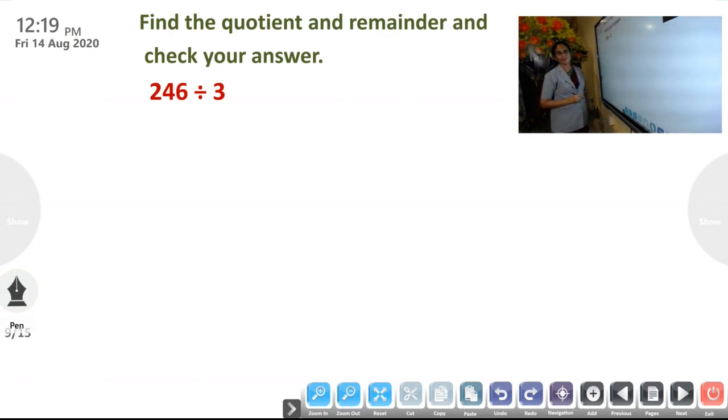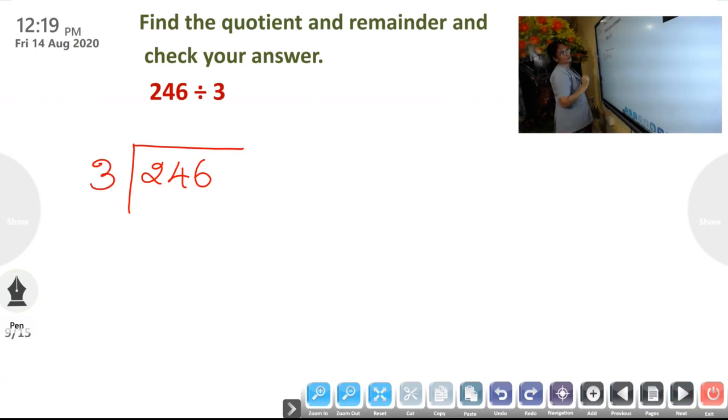246 divided by 3. So we will start from here. The dividend is 246. Draw a line like this. What is the divisor? The divisor is 3. You write the divisor to the left of the dividend.